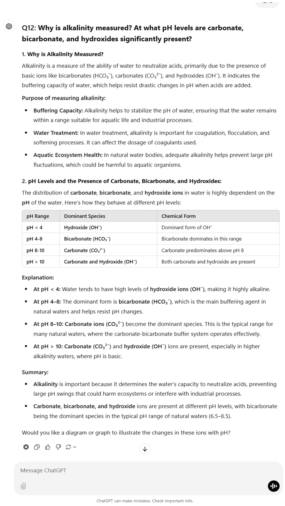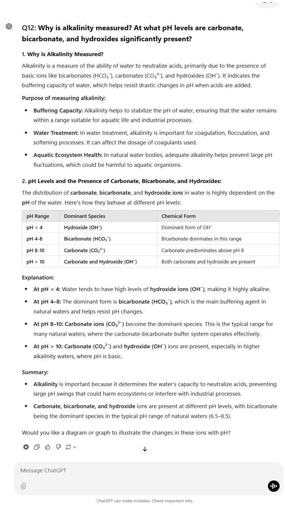Q12. Why is alkalinity measured? At what pH levels are carbonate, bicarbonate, and hydroxides significantly present?